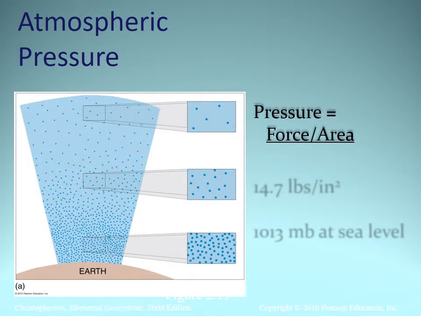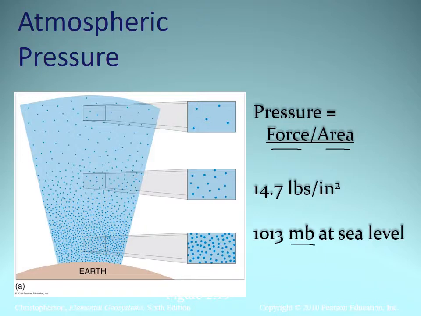So here's another way of looking at it. Pressure is force divided by area. And that force is really gravity pulling most of these air molecules down close to the surface of the Earth. In fact, if you're at sea level, then it's about 15 pounds per square inch. That's a lot of weight. Now that unit is not commonly used in geography or meteorology. So what we have is something called a millibar. That's 1,013 millibars at sea level. So keep that in mind, that one number, 1,013 millibars.